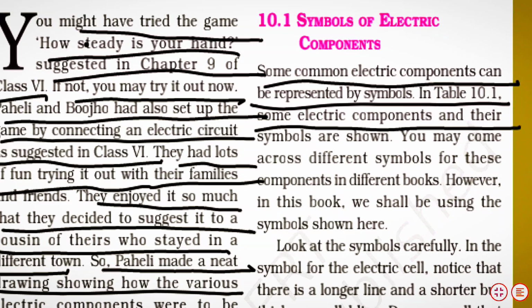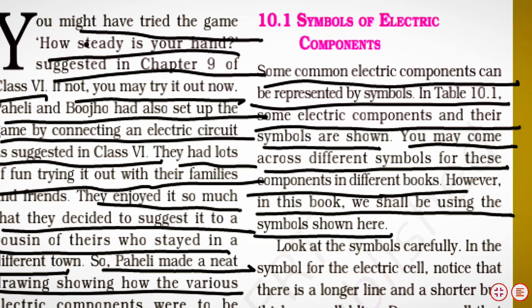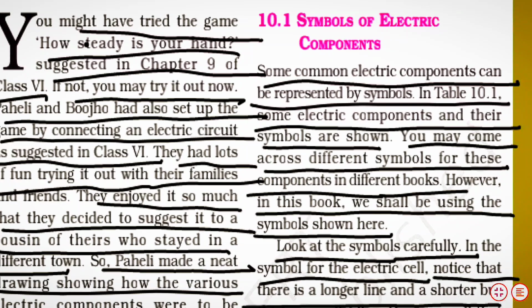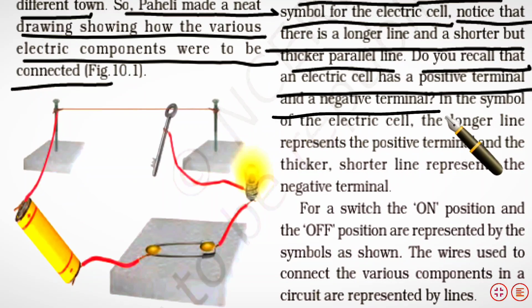Some electric components and their symbols are shown. You may come across different symbols for these components in different books. However, in this book we shall be using the symbols shown here. Look at the symbols carefully. In the symbol for the electric cell, notice that there is a long line and a shorter but thicker parallel line. Do you recall that an electric cell has a positive terminal and a negative terminal?